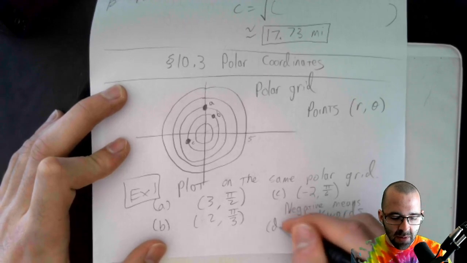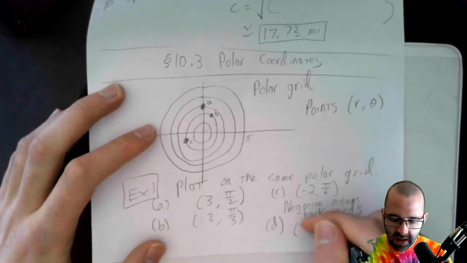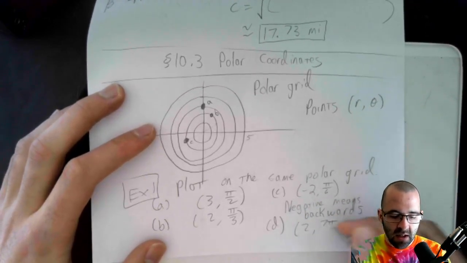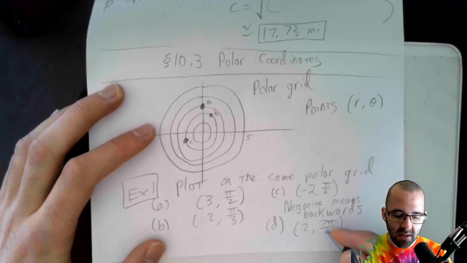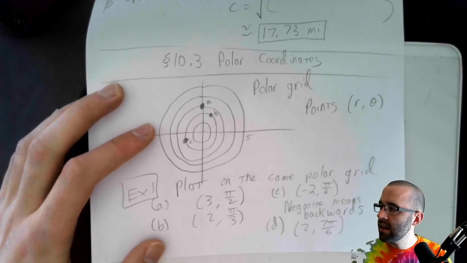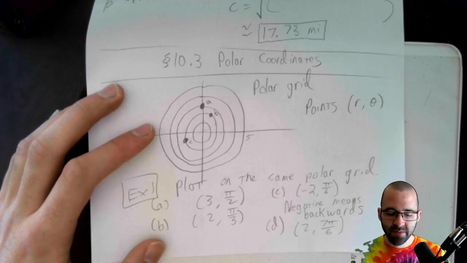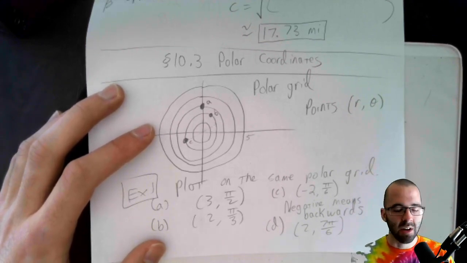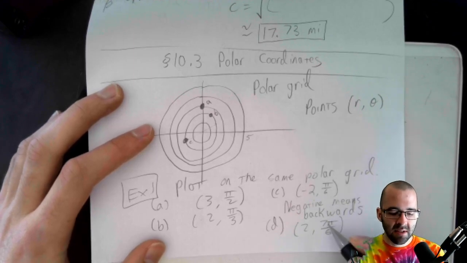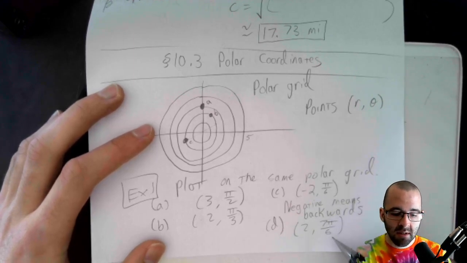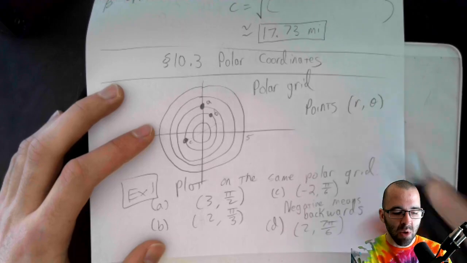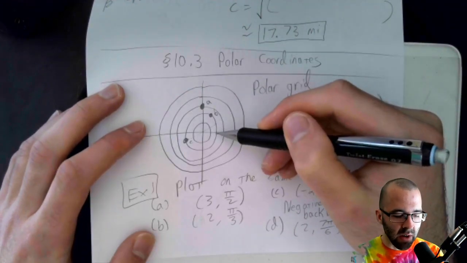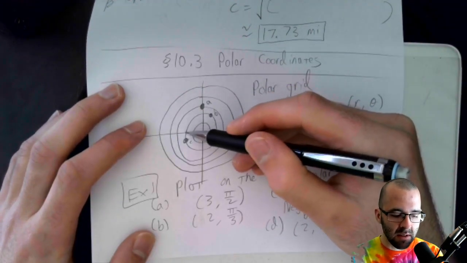All right, so the last problem, part D, it's going to be 2 comma 7 pi over 6. So again, you can have bigger angles. You just find 7 pi over 6, then find 2, and you're good to go. So 7 pi over 6, 7 over 6, that's more than 1. So it's more than 1 pi. So we're going over 180 degrees.